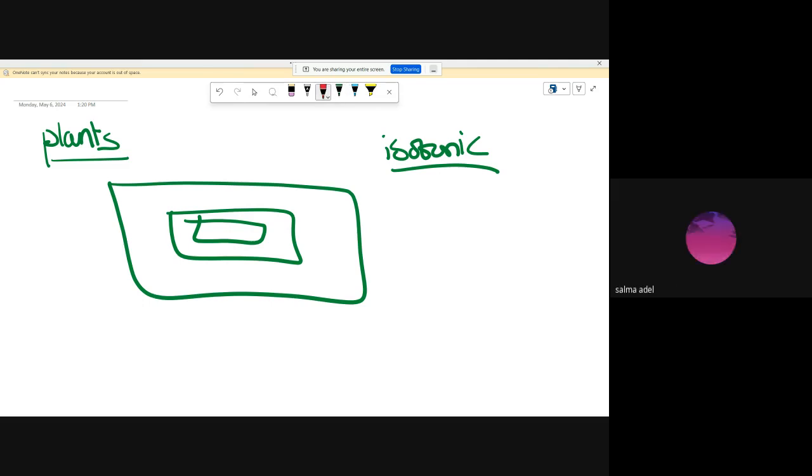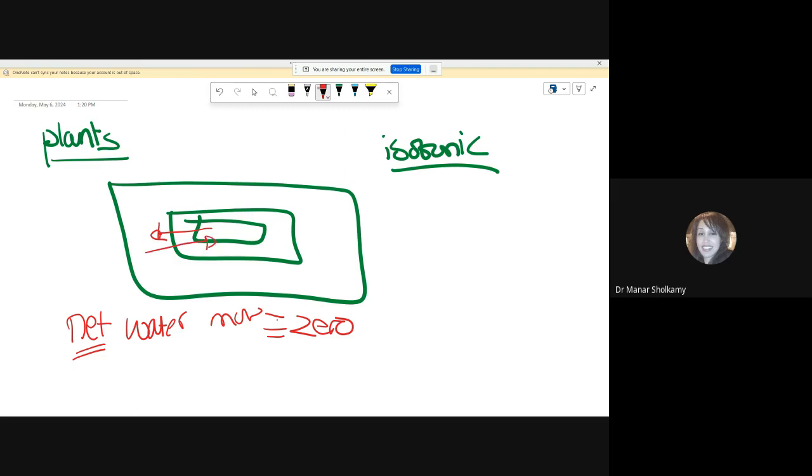The water potential outside is equal to inside, so the net water movement is 0. What does this mean? This means that there was osmosis. Water is moving in and moving out, but the amount of water moving in and the amount of water moving out is the same. So the net water movement is 0.